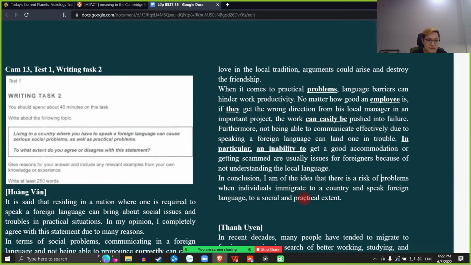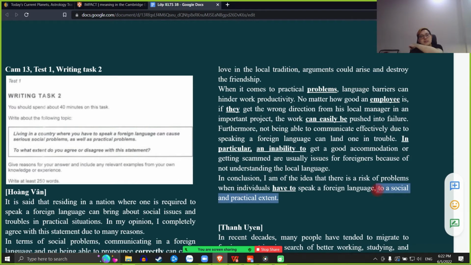There's a risk of problems when it's individual have to speak a foreign language to a social and practical extent, với mức độ đến một mức độ mà xã hội và thực tế. Okay, good. To a social and practical extent. Đó, có phong cách, cái chỗ này có phong cách nè. This is a style, but you're not getting to band 7 because of a lot of problems with understanding the context, understanding the question, what they ask you to do. Đó, các bạn thấy không?